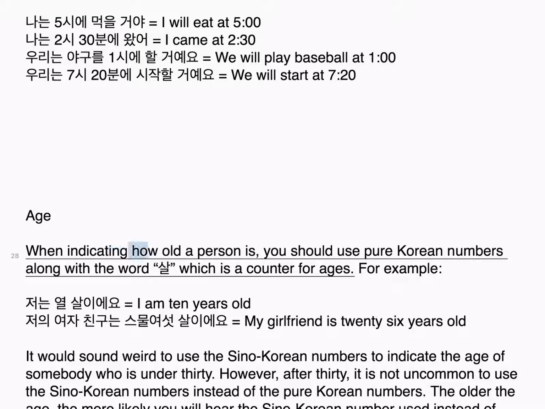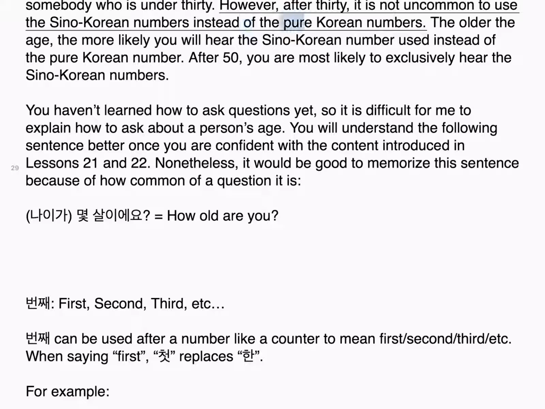Age. When indicating how old a person is, you should use pure Korean numbers along with the word 살, which is a counter for ages. For example, 저는 10살이에요. I am 10 years old. 저의 여자친구는 26살이에요. My girlfriend is 26 years old. It would sound weird to use the Sino-Korean numbers to indicate the age of somebody who is under 30. However, after 30, it is not uncommon to use the Sino-Korean numbers instead of the pure Korean numbers. The older the age, the more likely you will hear the Sino-Korean number used instead of the pure Korean number. After 50, you are most likely to exclusively hear the Sino-Korean numbers.